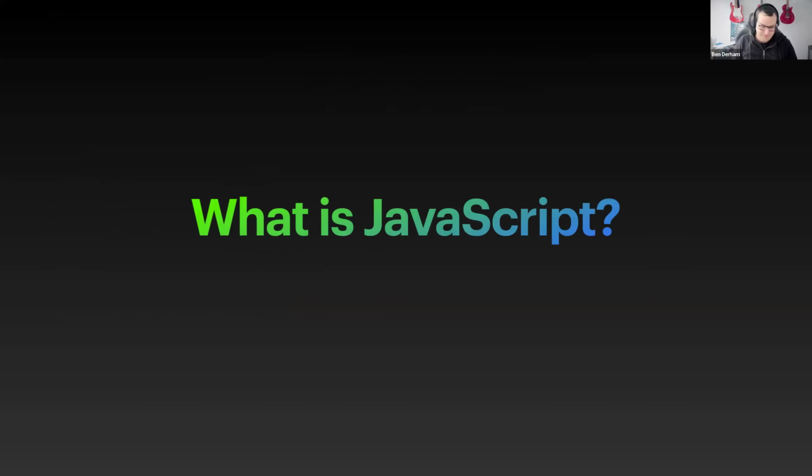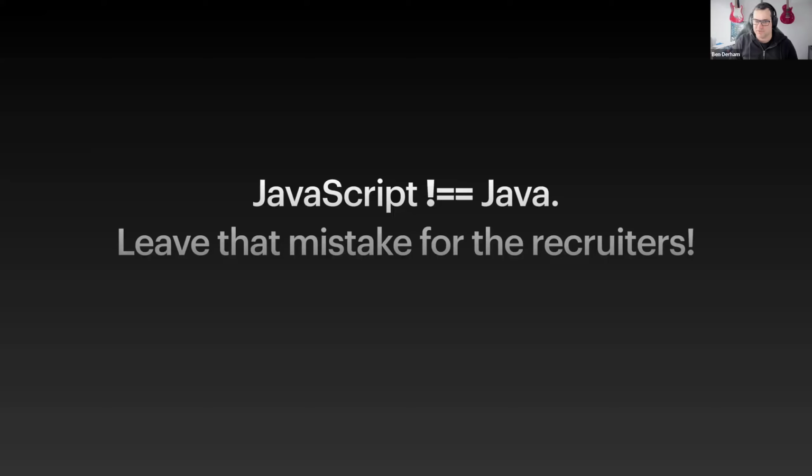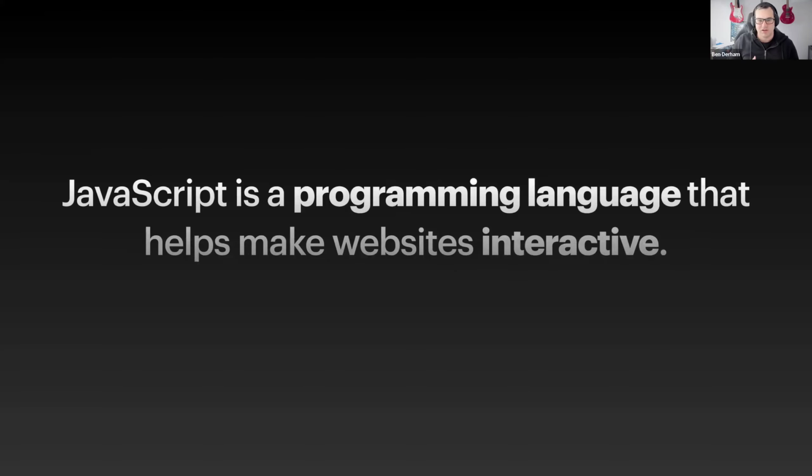So what is JavaScript? First of all, JavaScript is not Java. Let's leave that mistake for the recruiters. JavaScript is its own language and nothing to do with Java. JavaScript is a programming language, just like Python is, but JavaScript's strength is that it makes websites interactive.